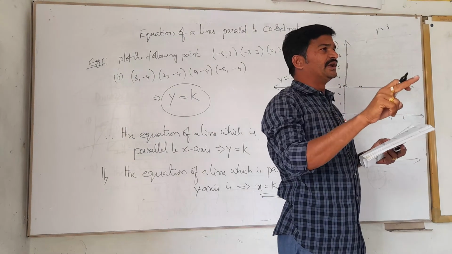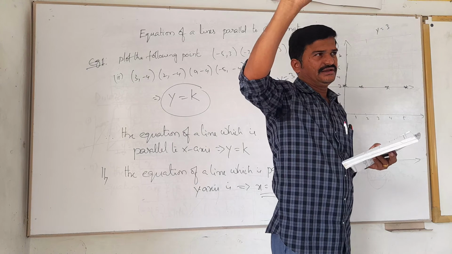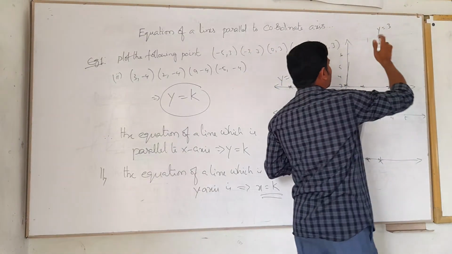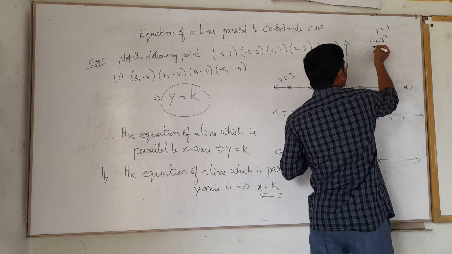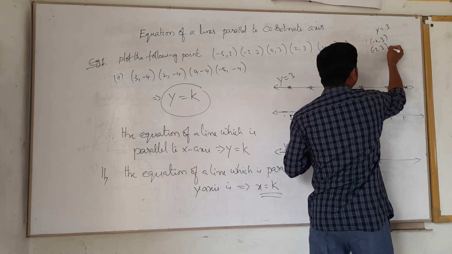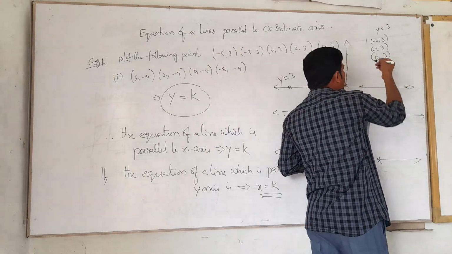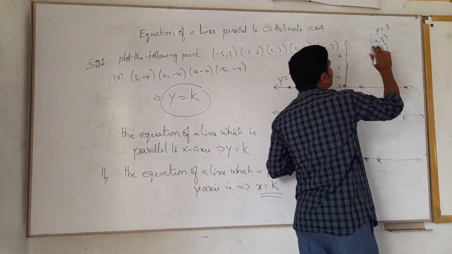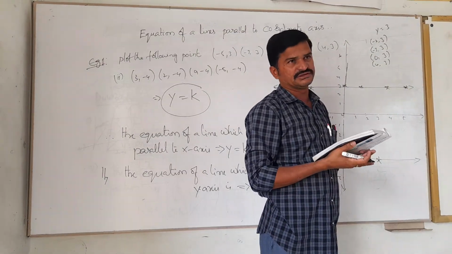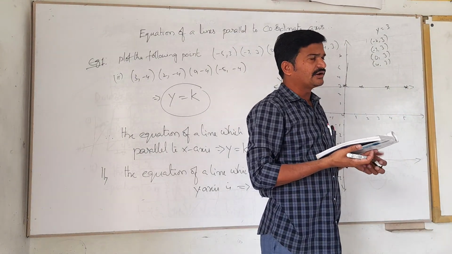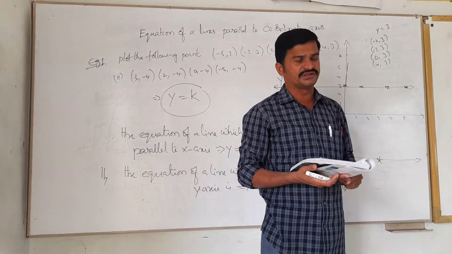Y equals to 3 means x value will be different. Any value you can take. For suppose x I am taking minus 2, then y is 3. If you take x is minus 3, then y also 3. If you take x is 0, y is also 3. Like that some points you can take and draw a graph. Then you will get that equation. Are you clear or not? That same way, that means that line passing through y is equal to 3.